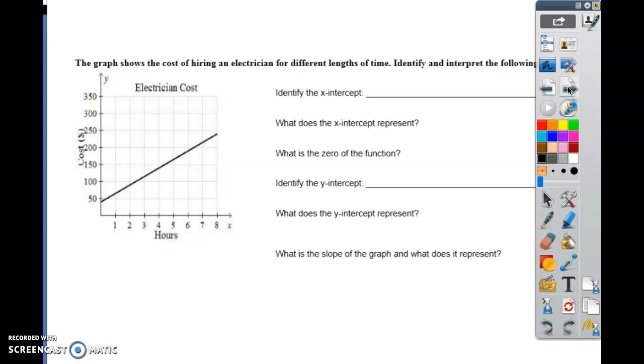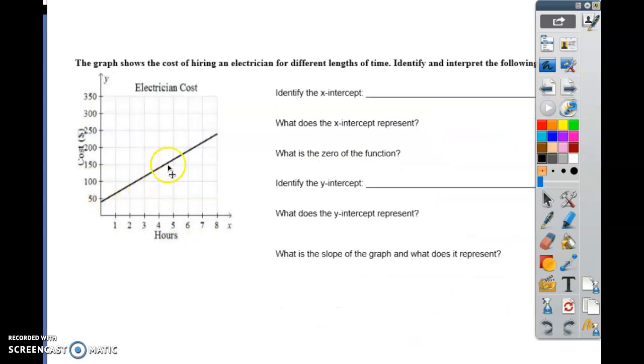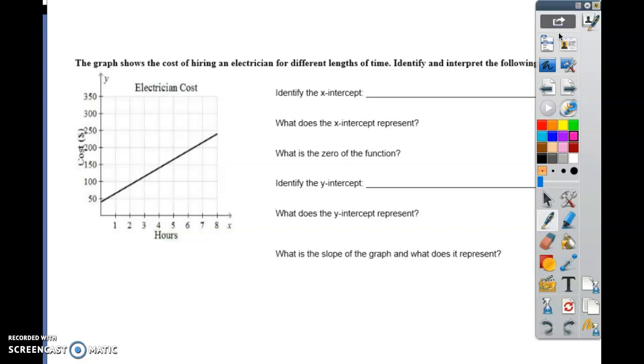Now this one's going up, right? This one was coming down, so this is decreasing slope. And this one's going up, that's an increasing slope. And the story says, the graph shows the cost of hiring an electrician for different lengths of time. So this is how many hours and the cost, how much the electrician is charging per hour. Cada hora cuánto está cobrando.